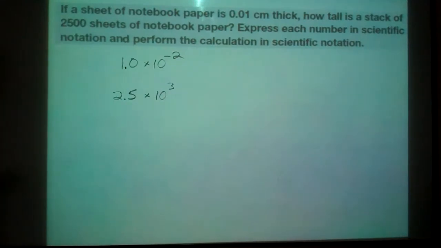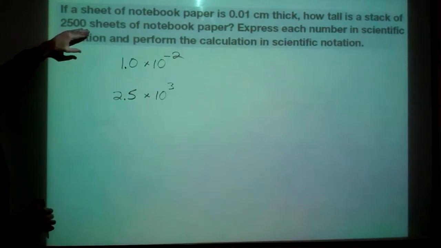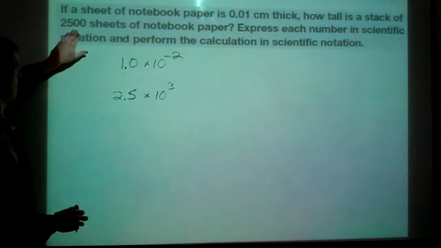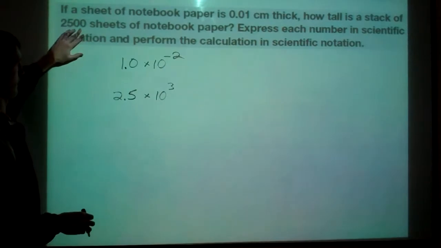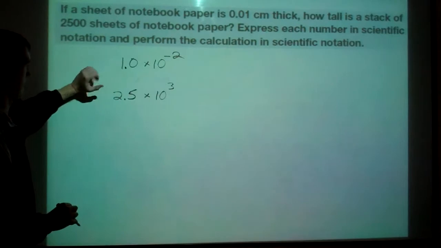And we need to now use those to solve our problem. So how tall is a stack of 2,500 sheets if each one is 0.01 centimeters thick? Well, this is a multiplication problem. We're going to take the number of sheets that we have multiplied by the thickness of each one. Or if you want to do it the long way, add 0.01 2,500 times. And I don't think we want to do that. So let's just do it the multiplying way. And I'll show you what this looks like.